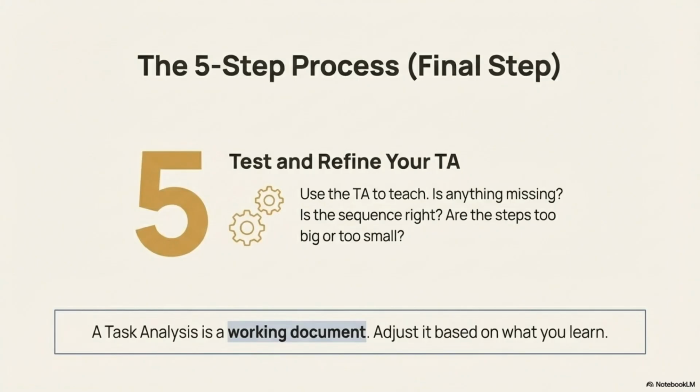Step 5. Test your TA. After you've written it, use it to teach the task. Does it work? Are there steps missing? Is the sequence right? Are the steps too big or too small? A TA is a working document. You can adjust it based on what you learn while teaching.